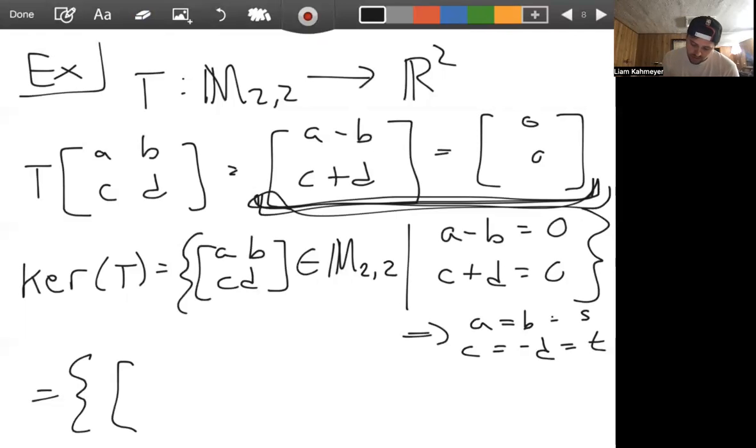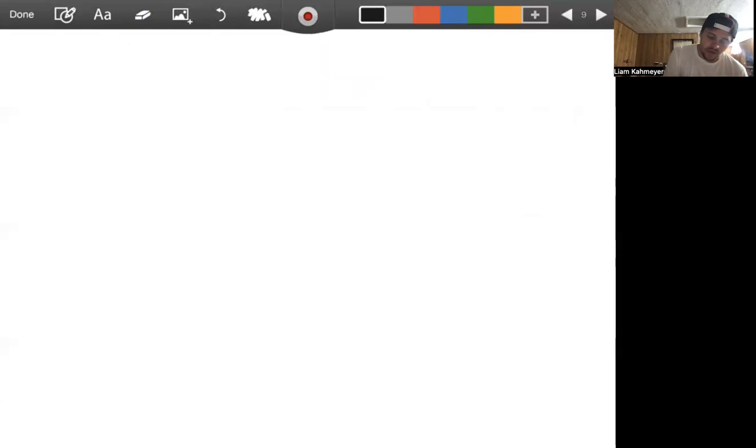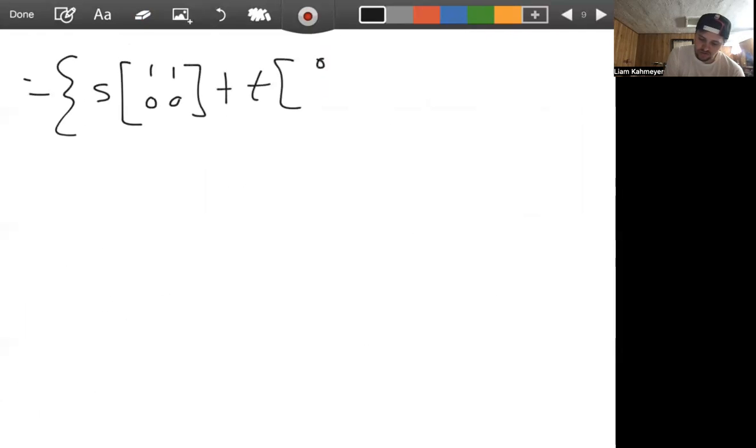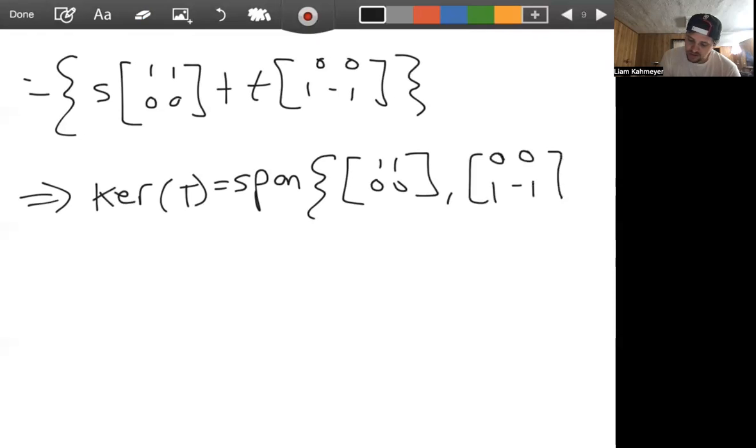We have A equals B equals S. So we have S, S, and then C equals T and D equals negative T. So this is for S and T in the reals, right? So the kernel is matrices of this form. We can write that as S times (1, 1, 0, 0) plus T times (0, 0, 1, negative 1). And if that's the case, that means the kernel of T is spanned by these 2 by 2 matrices, (1, 1, 0, 0) and (0, 0, 1, negative 1).